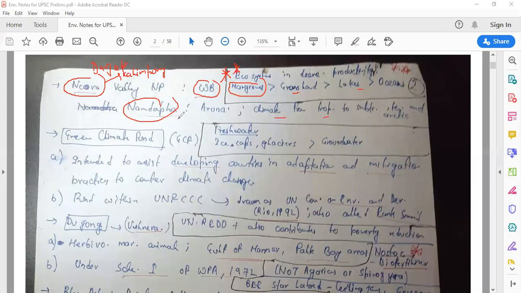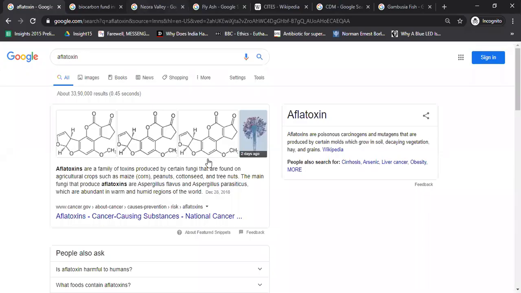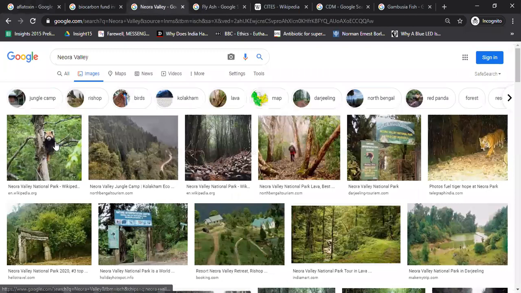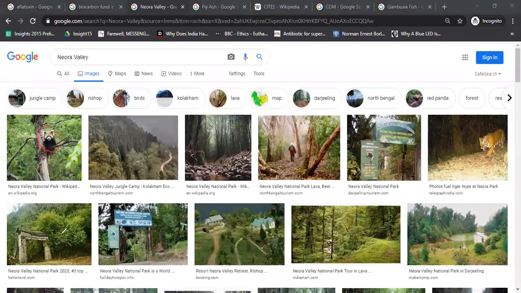Namdapha, right? And one more thing we have to understand: if you want to see Neora Valley, how does Neora Valley look? Let's have a look at it. So this is Neora Valley. See this cutie pie here. And again, a question has been framed on this cutie pie also. So we'll talk about this later on. So this is Neora Valley National Park at very high altitude in Kalimpong district. Right. Cool. So ecosystems and decreasing productivity we have already done.